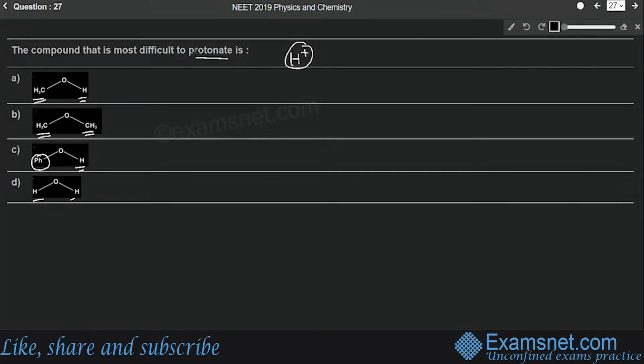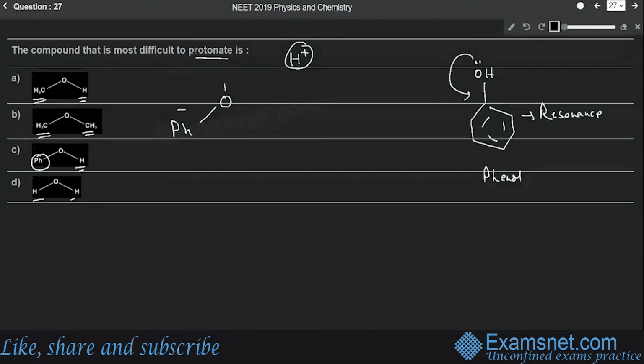So we can see that option C is the only one where phenol is involved. What is phenol? This is the benzene ring and this is OH. So this is phenol. Now we know that oxygen has lone pair of electrons. These lone pair of electrons will be delocalized over the benzene ring and it will show resonance effect. Due to this, the ring will acquire a partial negative charge which will give rise to a partial positive charge on the oxygen atom. Now since this is already positive, it will not attract a positive hydrogen ion or a proton. Therefore protonation will be difficult here.